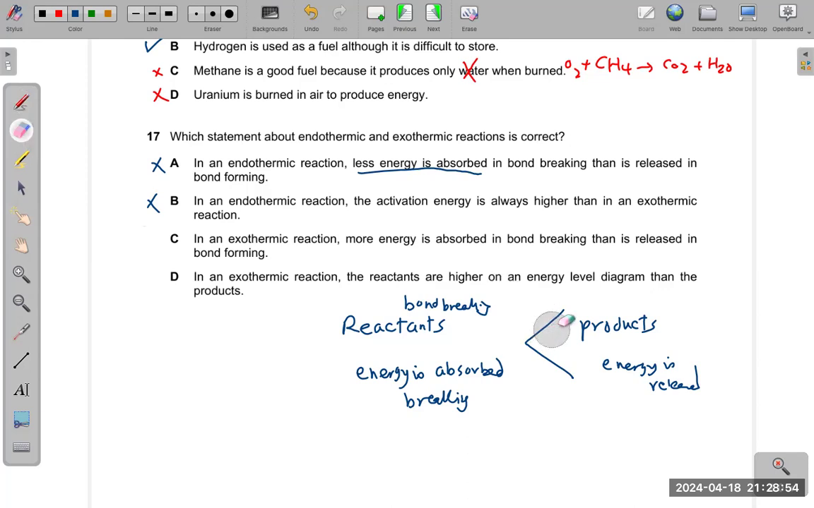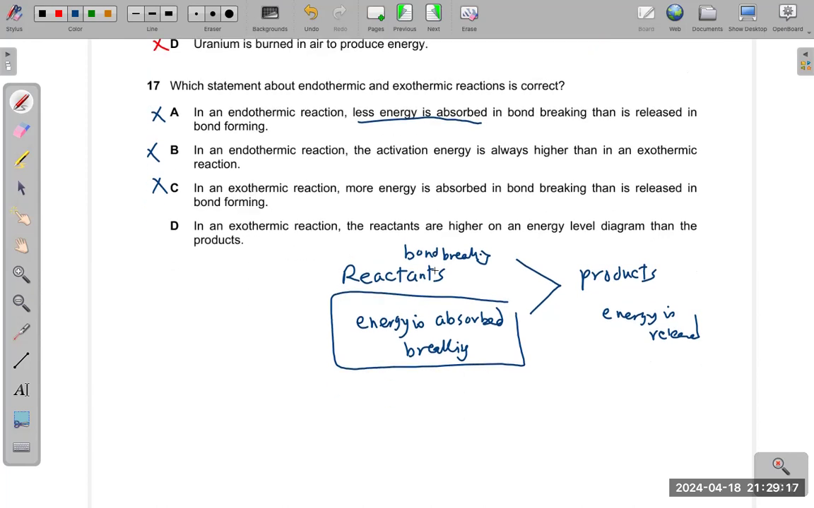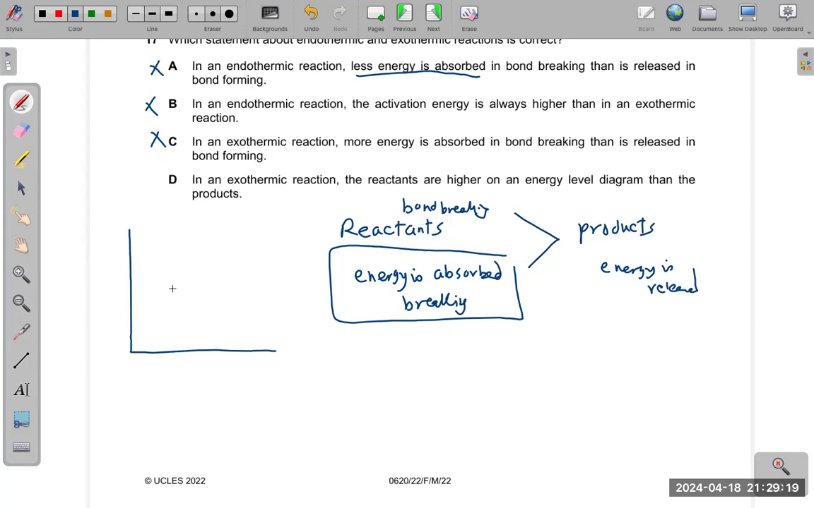بص كده يا مستر، الانرجي اللي انا عملت لها absorbing في البوند بريكنج اعلى من الانرجي اللي ريليزد ان ذا بوند ميكنج. بس ده يا مستر كده ما يبقاش اكزو. لو الابزوربد اكتر، يبقى ازاي اكزو؟ تبقى اندو مش اكزو. So this is wrong. And in exothermic reaction the reactants are higher on an energy level diagram.